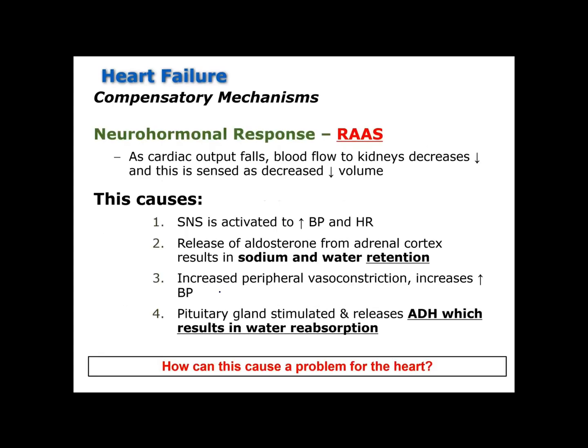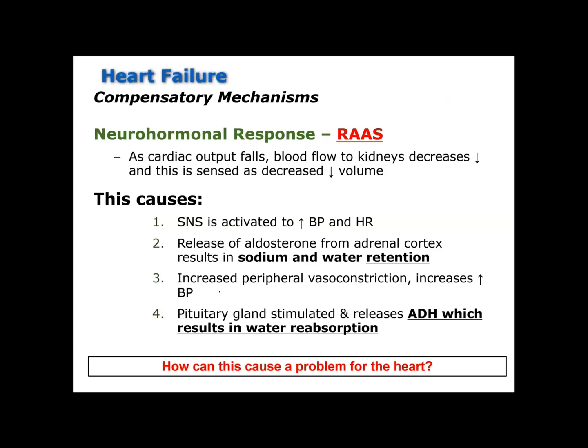So if you think about it, as cardiac output falls, the blood flow to the kidney decreases, and this is sensed as decreased volume. So since the kidneys feel like they don't have the appropriate volume, the SNS is activated to increase blood pressure and heart rate. It releases aldosterone from the adrenal cortex that results in sodium and water retention and increased peripheral vasoconstriction, and increases your blood pressure. Your pituitary gland is stimulated and releases ADH, which results in water reabsorption.